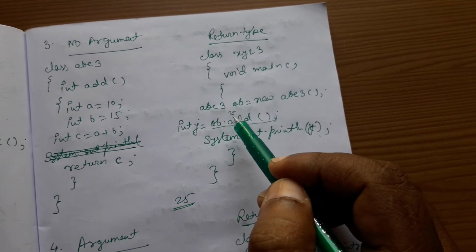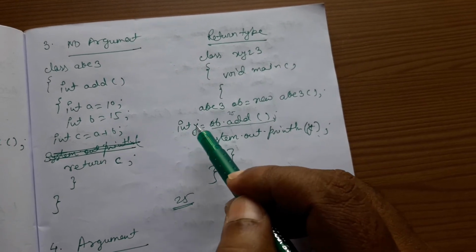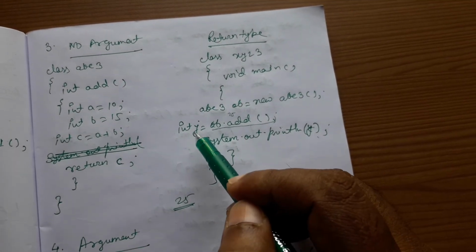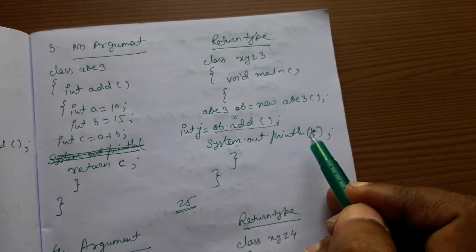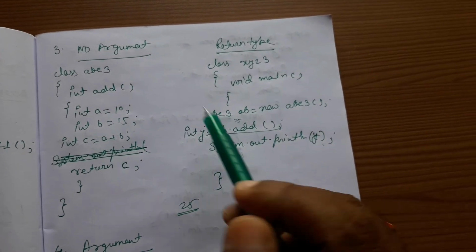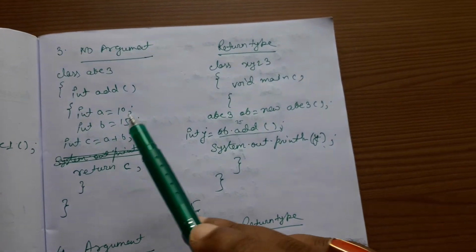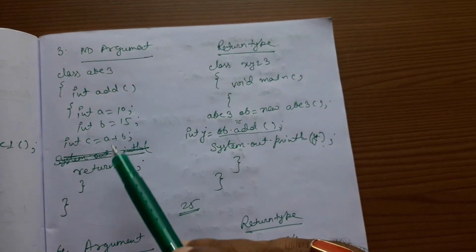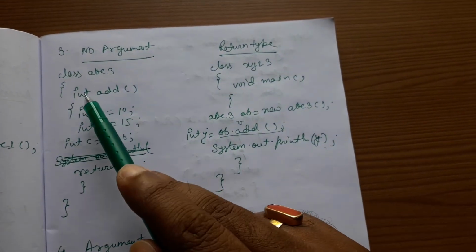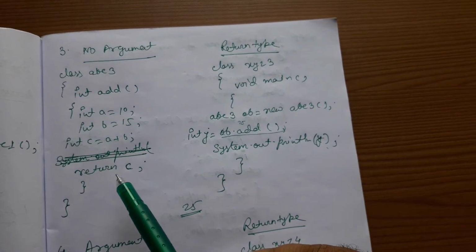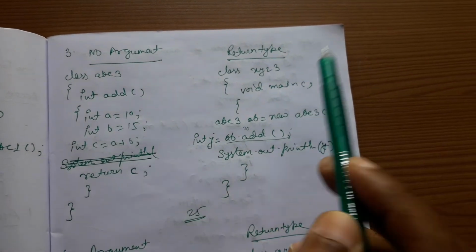That value we are storing in y, int y, because it is an integer type. Now we are printing the value of y. So in this type of function, we don't have arguments or parameters, but we have a return type, integer type. That is called no argument and return type.